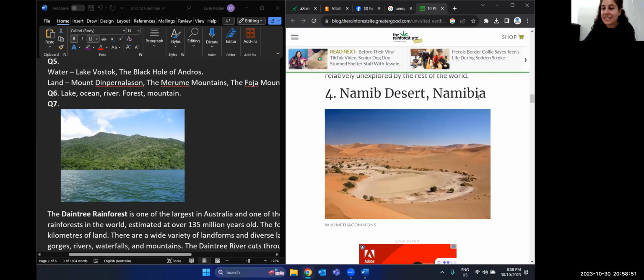Namib Desert, Namibia. Jonathan, do you have a place? You can do this one. Yes, you have to write about it. Find out some information. Namib Desert, Namibia. Okay, so this one is yours. And add an image into the Facebook post so we can see what you're writing about.